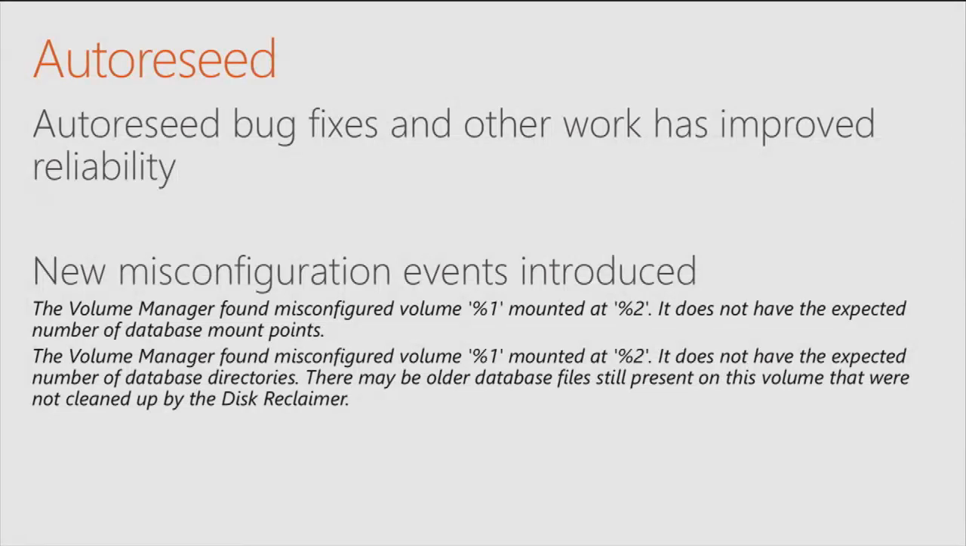But there are a couple extra things that we've done. We've added some new misconfiguration events. So if you don't have your volume mount points correctly configured, if you don't have the expected number of database directories correctly configured, auto reseed will now capture this and it will event in the event log and tell you that things are misconfigured. So auto reseed is easy to configure if you follow the instructions, but it's also very easy to go awry with it if you've got too many databases or if you get interrupted or whatever. So if you do end up with a misconfiguration, auto reseed has been improved to kind of pick up on some of that stuff as well.